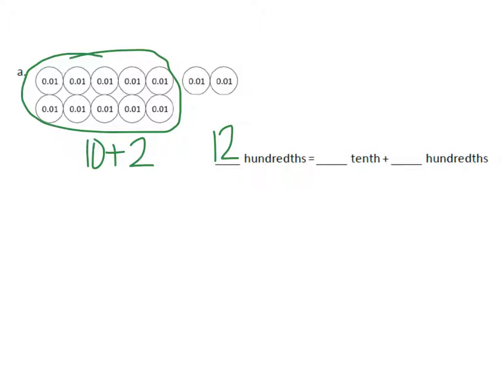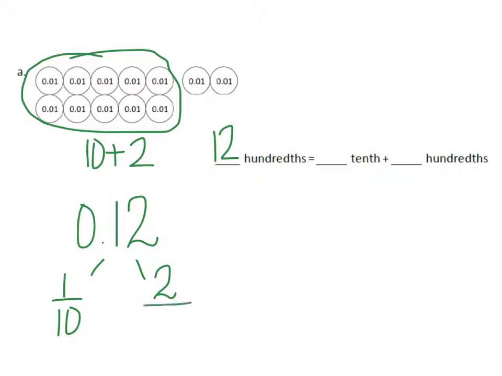Now let's write 12 hundredths as a decimal and make our number bond pulling out fractions. So as a decimal, we have 0.12. We will pull out 1/10 because there's 1 in the tenths place, and we'll pull out 2 hundredths because there's 2 in the hundredths place. Now we will fill in the sentence. 12 hundredths is equal to 1/10 plus 2 hundredths.